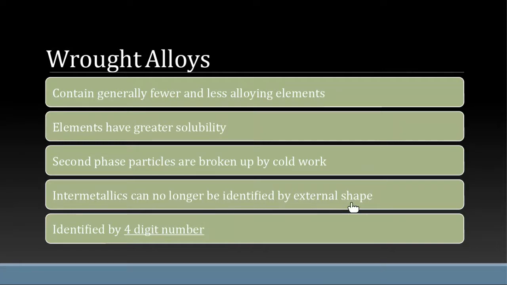So casting, it was really easy because that's how it's solidified. It's solidified in the shape that we looked at in those previous slides. Wrought alloys are identified by a 4-digit number. Castings are identified by a 3-digit number.